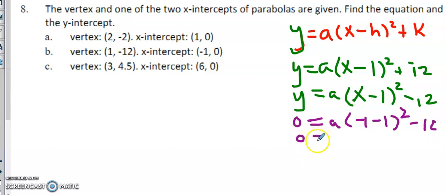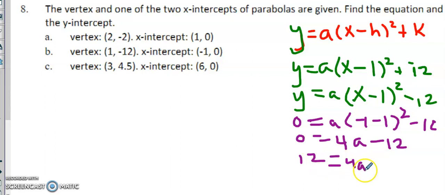So what we end up with here is that we have a -1 minus 1, which is -2. And -2 squared is 4. So we end up with 4a minus 12. Add 12 to both sides. And then divide both sides by 4. And the a value is 3.